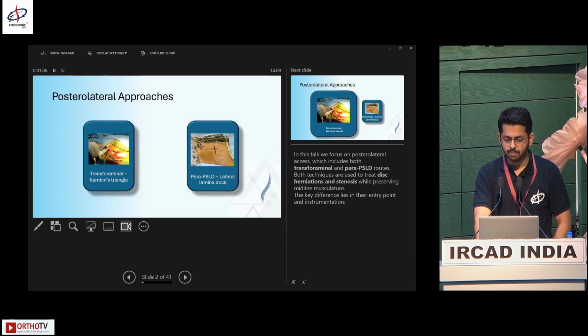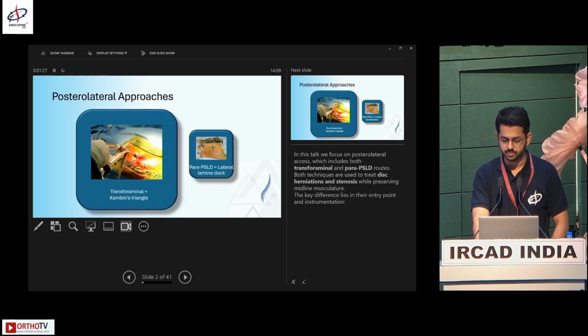So a quick recap about the techniques in posterolateral approach. In this, we focus on posterolateral access, which includes both transforaminal and para-PSLD. Both techniques are used to treat disc herniation and stenosis while preserving midline structures. The key difference is in the entry point and instrumentation.